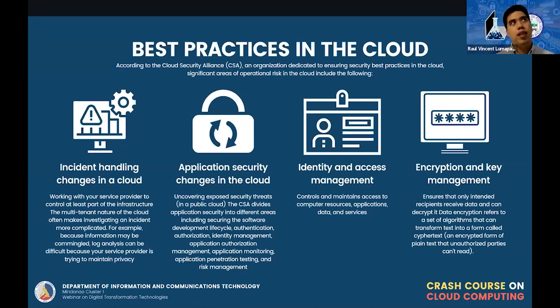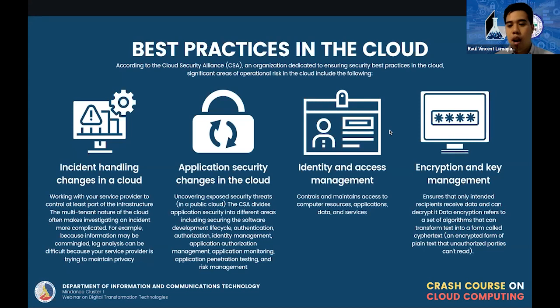And I think this should be discussed better in a separate session, particularly a cybersecurity session. And then identity and access management: only those who are allowed should access the computer resources. And then lastly, as I've said earlier, encryption and key management. Ensure only intended recipients receive data and can decrypt it. Data encryption, you know what data encryption is.